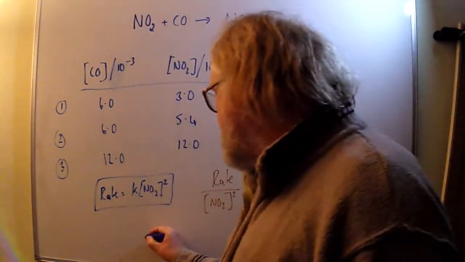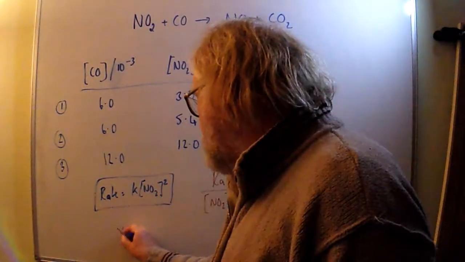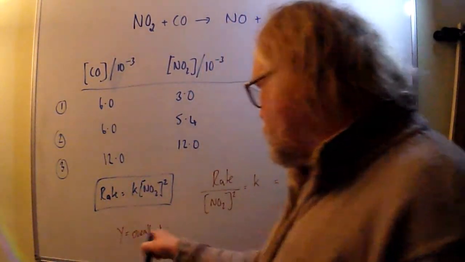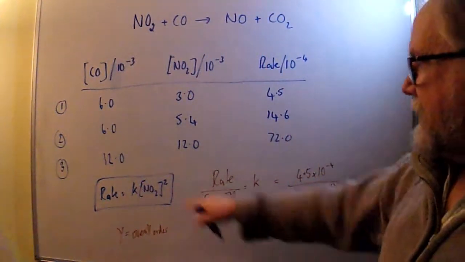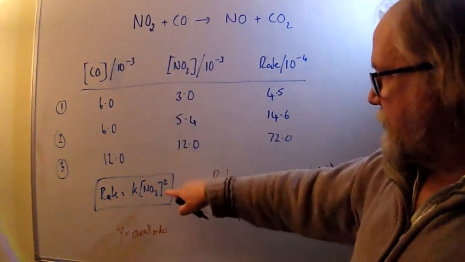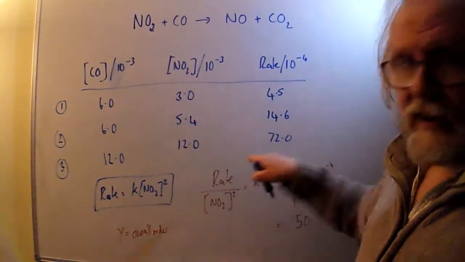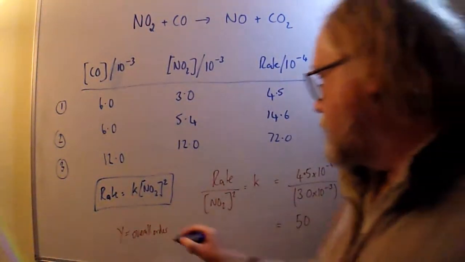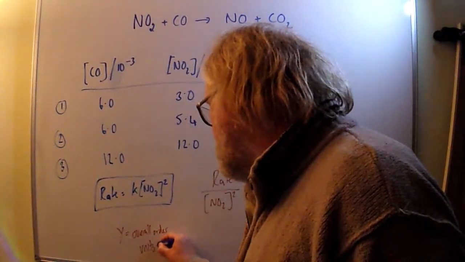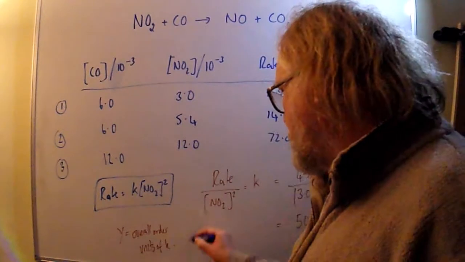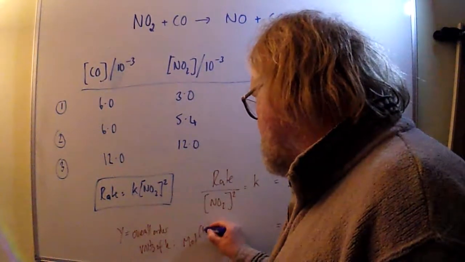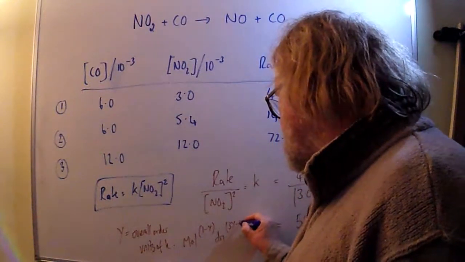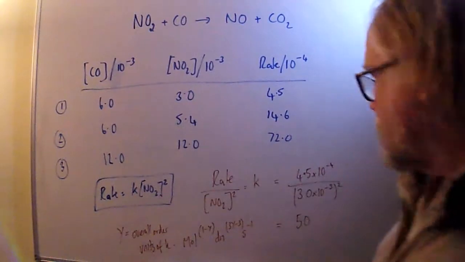So the recipe is that if Y is the overall order of reaction, and the overall order means the sum of the individual orders. In this case it's just 2 because we've only got NO2. But if there were other substances there, you would add up the individual orders of reaction to get the overall order. But in this case it's just going to be 2.